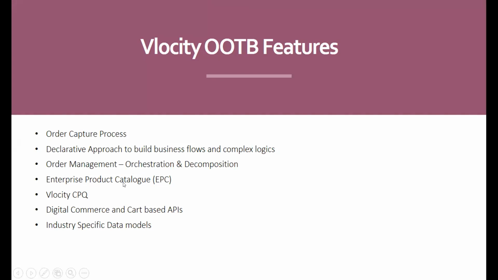So here you can manage your product. You can use a shared product catalog for all your customers, or you can give a discount, promotions, anything very easily using EPC, Velocity EPC. Velocity CPQ provides the most accurate quote to your customer. So with the help of EPC and CPQ, you can provide a very specific and accurate quote to your customer.